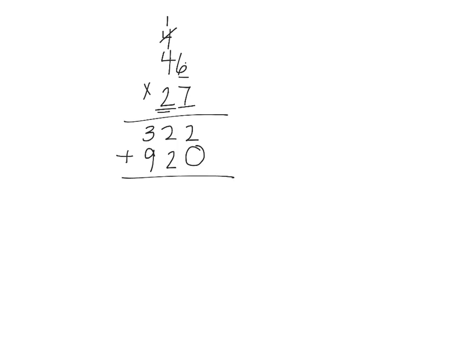And then we're going to add these up. 2 plus 0 is 2. 2 plus 2 is 4. And 3 plus 9 is 12. So we got 1,242 people. All right, so we're really concentrating on carrying, and so we need to know which number we're working with. So let's go on to example 2.